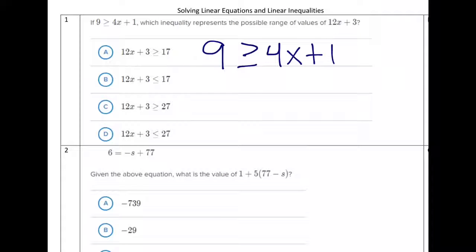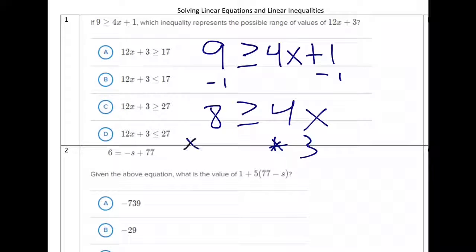So let's begin with our initial inequality and subtract 1 from both sides. This gives us that 8 is greater than or equal to 4x. And we want to know the possible range of values for 12x plus 3. So we're going to have to triple this and add 3. Of course, you could divide out the 4 to get x by itself, but to go straight there, we can, at this point, multiply by 3 on both sides.